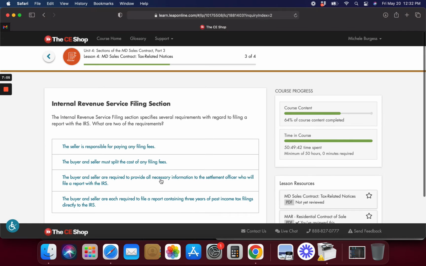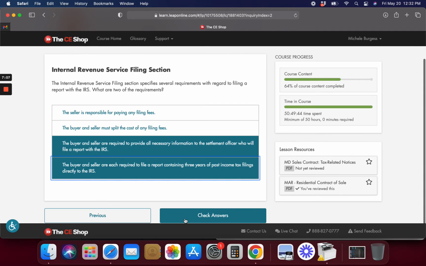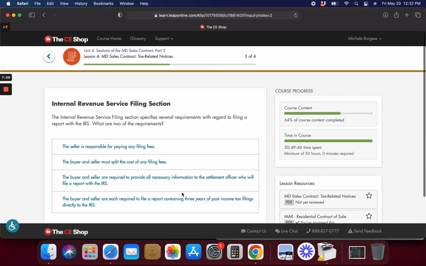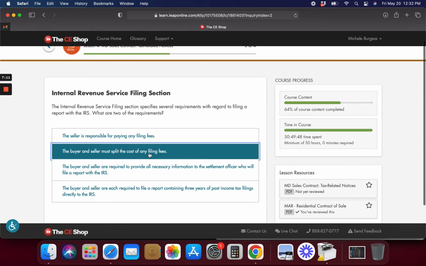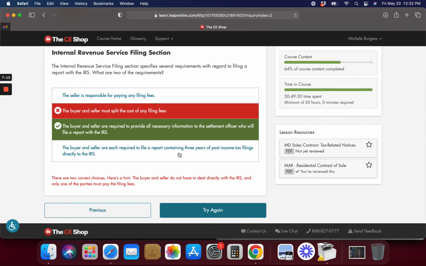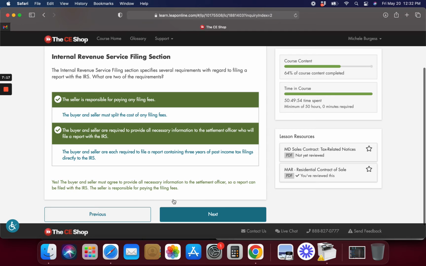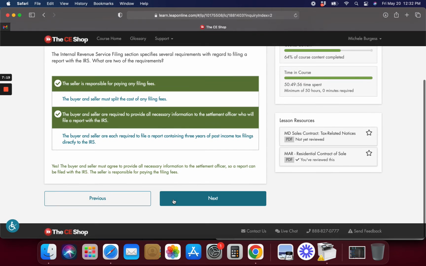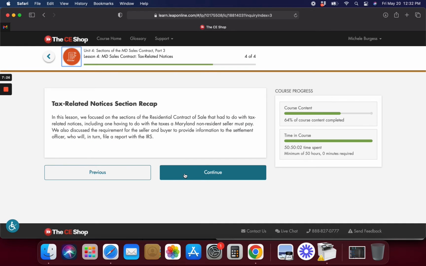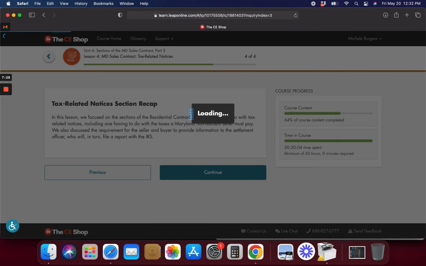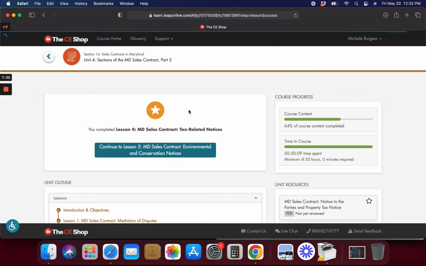There are two correct choices, okay? No, that's not it. Nope. I guess the seller is responsible for filing the fees. The seller is responsible for filing any fees related to the IRS. That's interesting. All right, that's the tax-related notice section recap. That's pretty simple, self-explanatory. Anything to do with taxes.